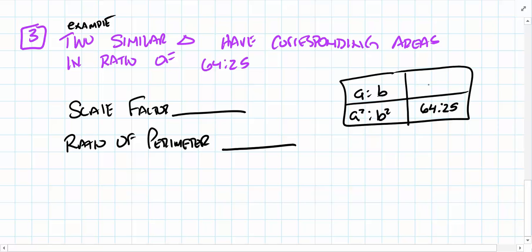8 to 5. Good. So that means that the scale factor must be 8 to 5, and the ratio of the perimeters must also be 8 to 5. It really is that easy.